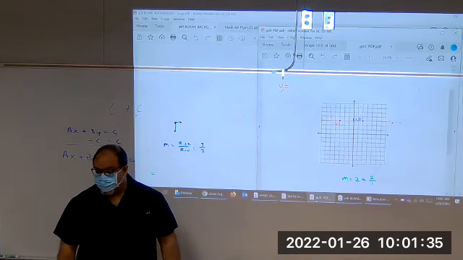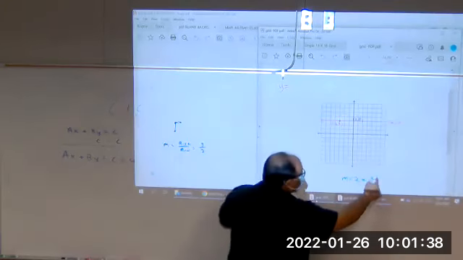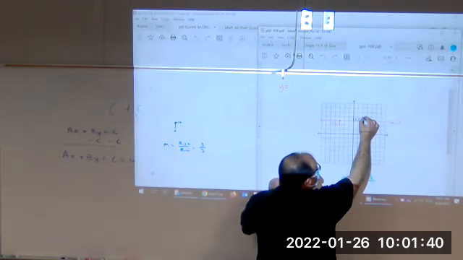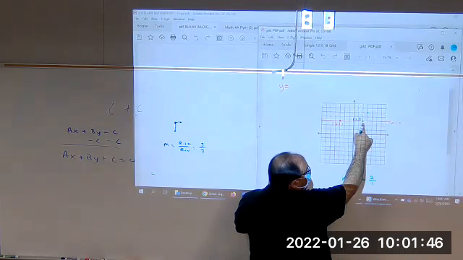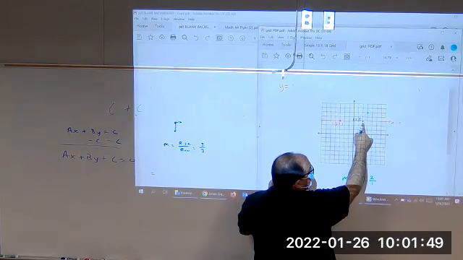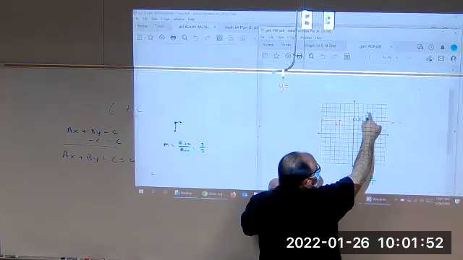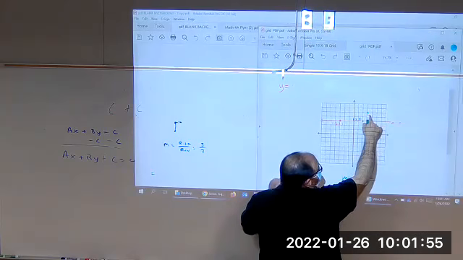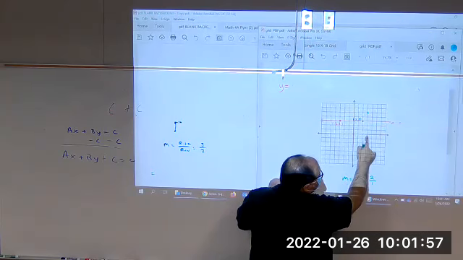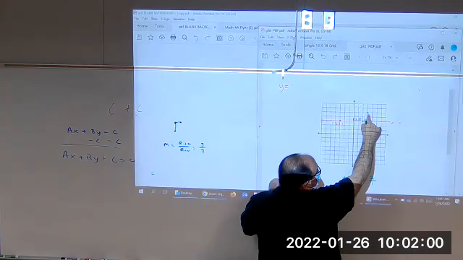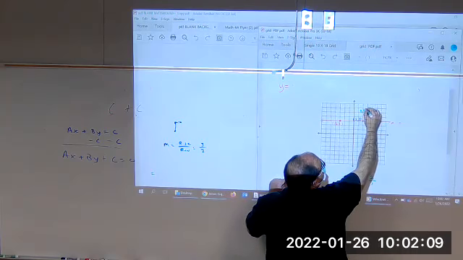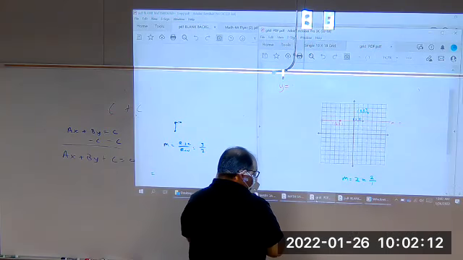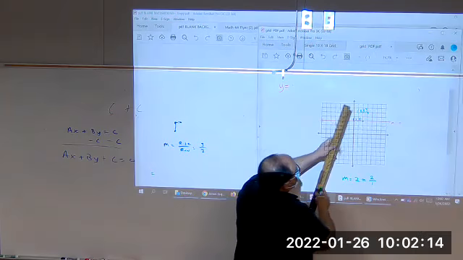Okay. The rise is 2, so from here you would go up 2, and the run is 1. You go over 1. So from this point, to get to the next point on the line, you go up 2 and right 1. Label that point. That point is at 3, 5. Graph my line through there.